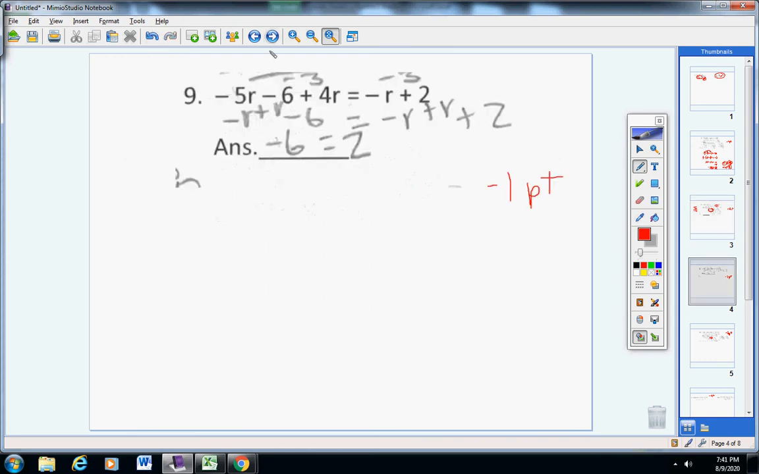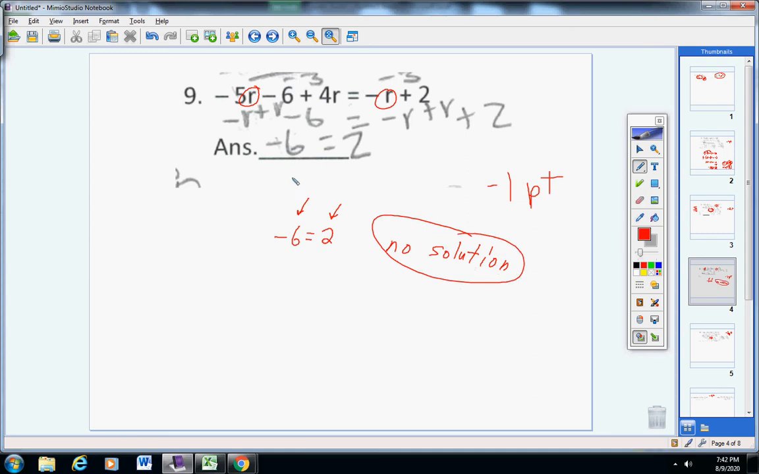Okay? Number 9. Okay, you just made one mistake. Everything's perfect, Lauren. Great job on this problem. But remember, when you're left with this, and in this case, your variable in this problem is the letter r, right? Well, if your r's cancel out and you're left with a number equals a number, you must put no solution for your answer. You must.